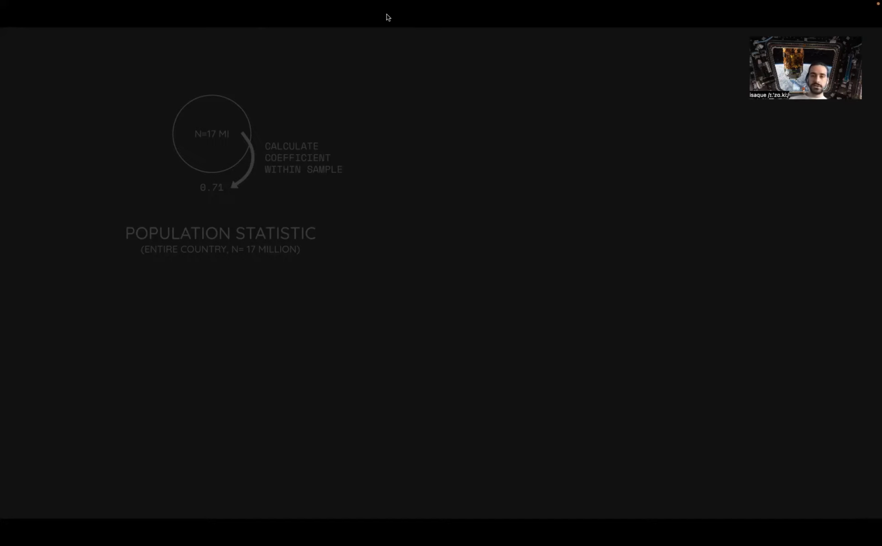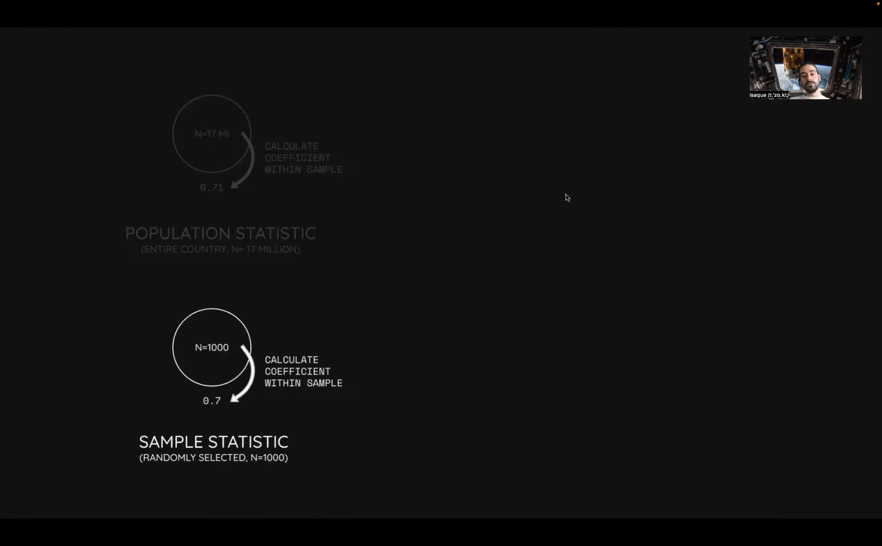Let's say, just to illustrate a little further, we're working with two variables: time spent on the internet and time spent watching TV. Between these two variables, there must be a coefficient, and we're assuming that the coefficient R is equal to 0.71 in the population, because we're playing Jesus mode and we know everything. But usually what we do is draw a sample from that population of 17 million people in the Netherlands, and we get a sample statistic for those 1,000 people.